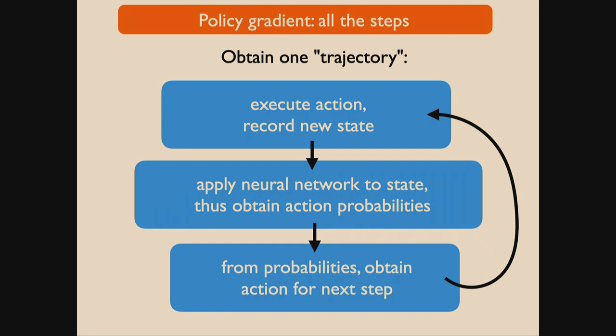So let me summarize then. How does this policy gradient work if we want to run it, including the neural network and so on? So first, let's talk about obtaining one trajectory. What are the steps? Well, as you go through the trajectory, you will execute an action that you've selected previously, and you will record the new state. And this is typically, in a computer program, done by calling a function that represents the environment. So you tell this function, please, I want to do this action, so I want to move up or left, for example. And then this function internally will have the logic of the game embedded, and it will return to you the new state, which might be the observed image you have, or only the 0 or 1 in our case.